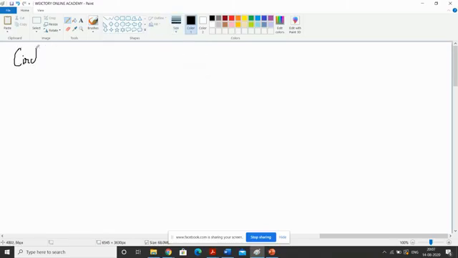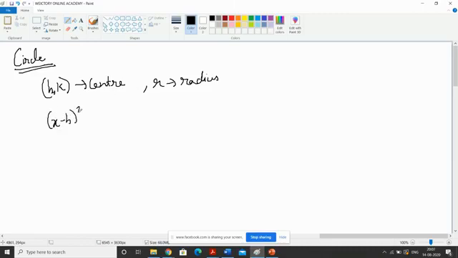Okay, circle. So what is the equation of circle? If h comma k is the center, h comma k are the coordinates of the center, and r is the radius of the circle, then the equation of circle is x minus h whole square plus y minus k whole square equals to r square. That's the equation of circle.